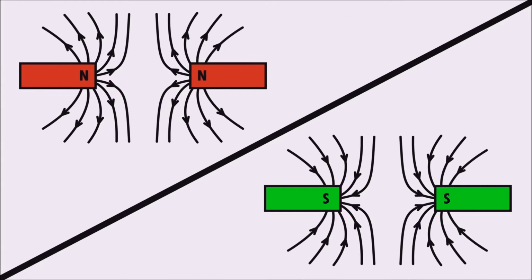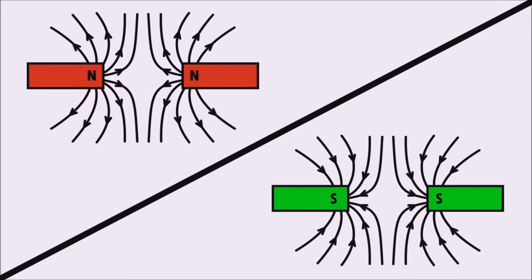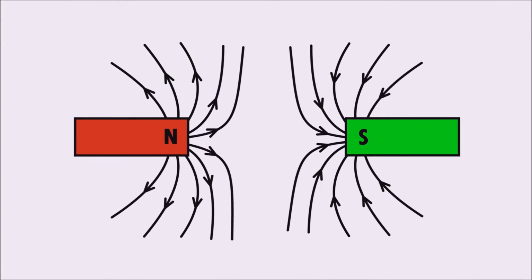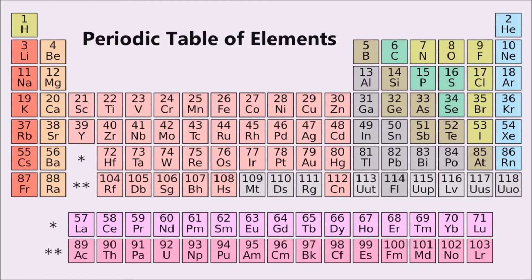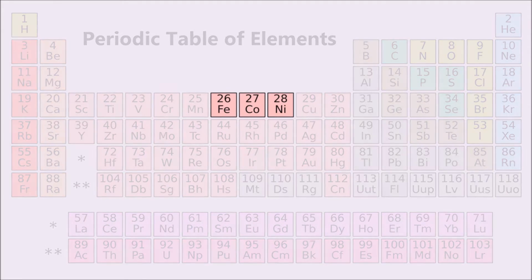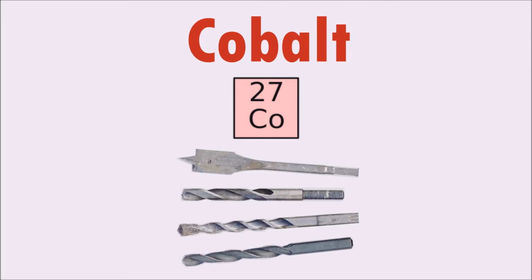If we put two magnetic objects together, like poles will repel each other. But opposite poles will attract each other. Some materials naturally exhibit magnetic behavior. These materials include nickel, cobalt, and iron.